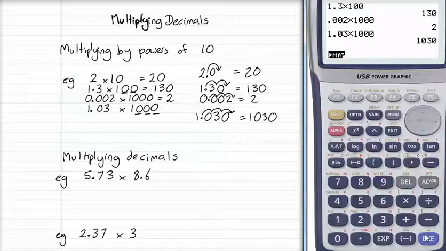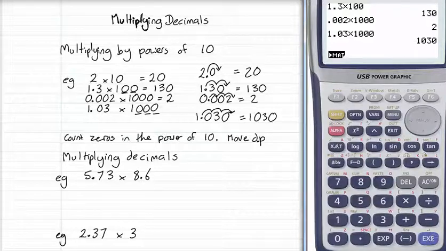So if I'm multiplying by powers of 10, count the zeros in the power of 10 and move the decimal point to the right that many spaces. Oh, I left my calculator in the wrong spot. Sorry about that.